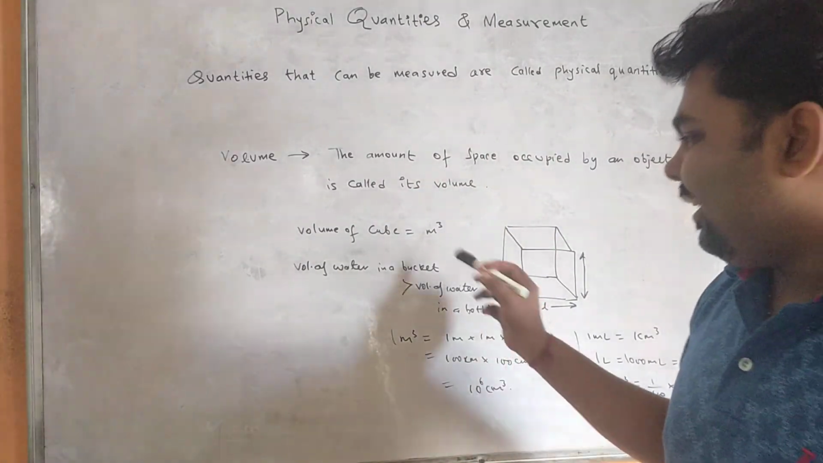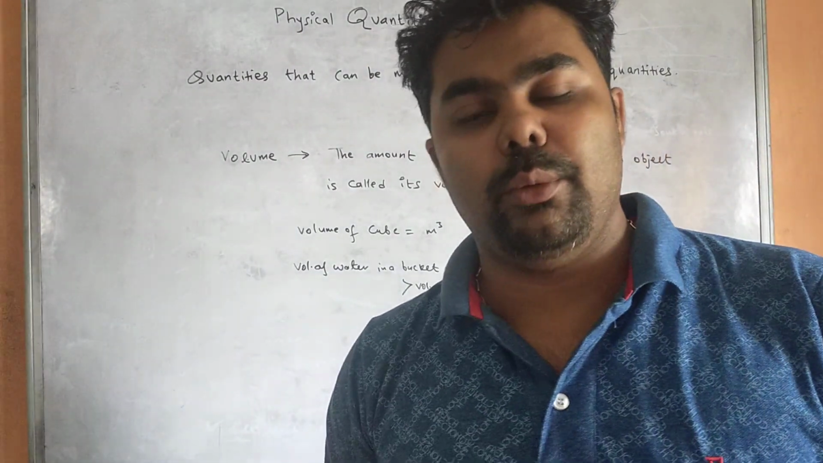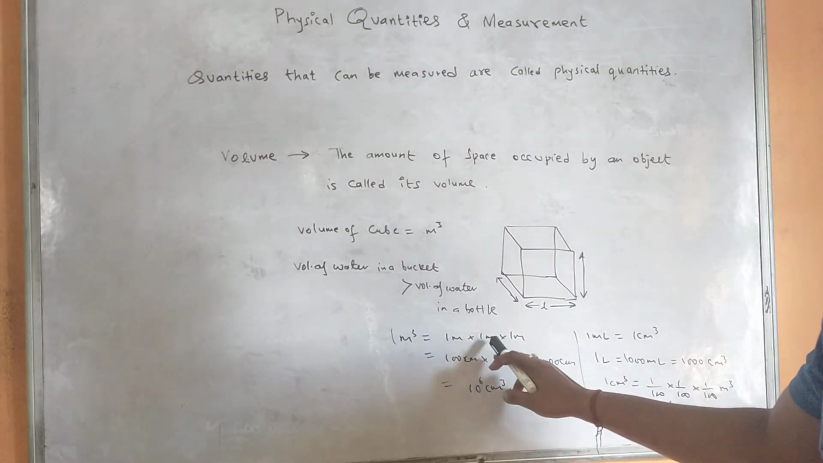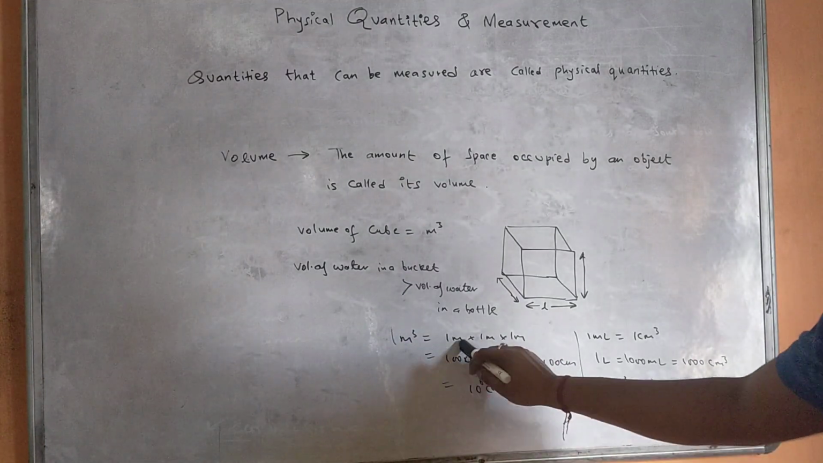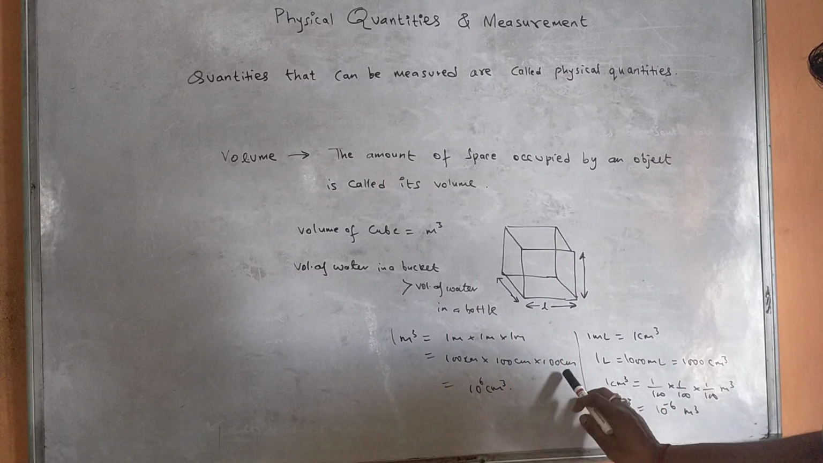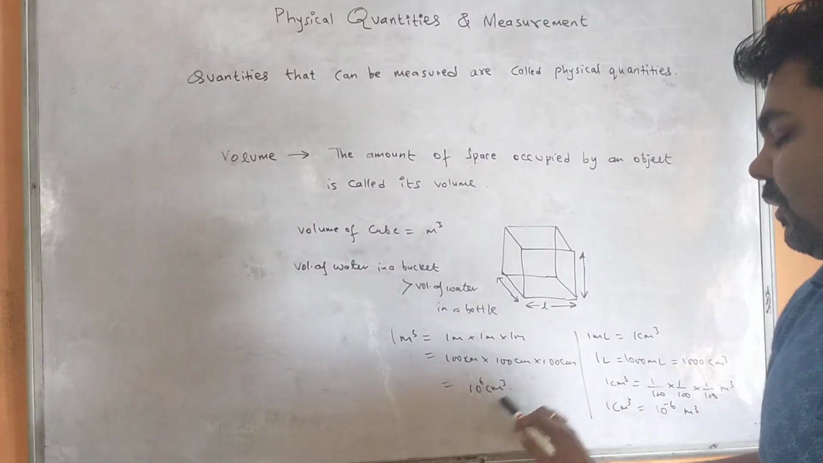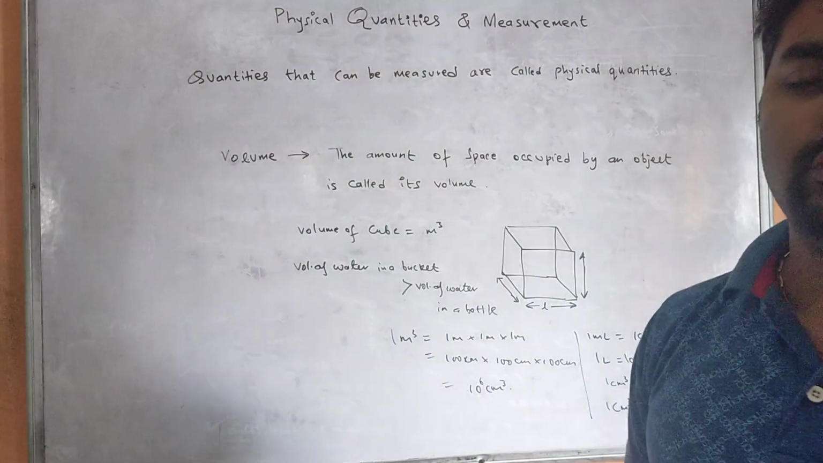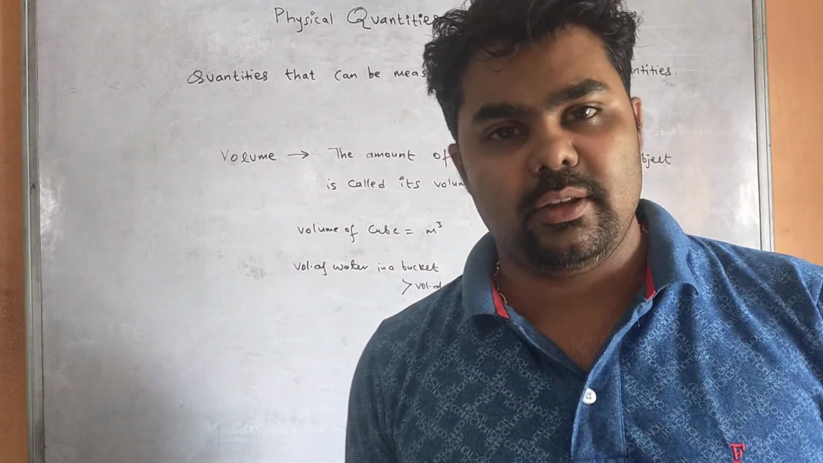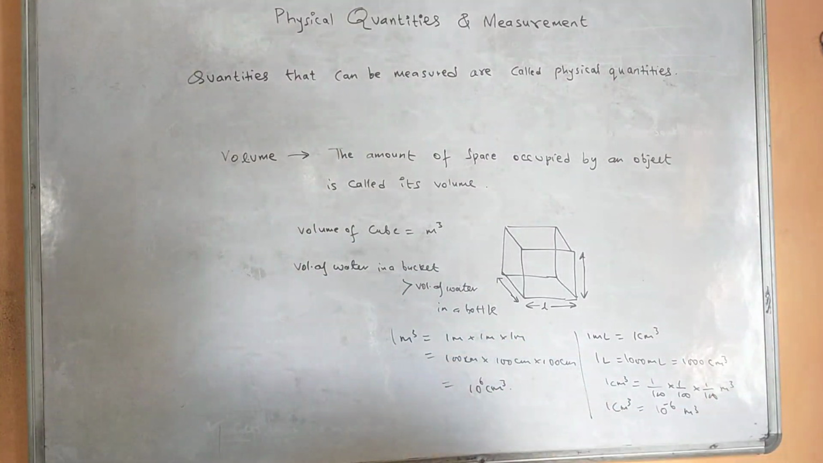In case of liquid we measure in terms of milliliter, and in terms of solid we measure in terms of meter cube or centimeter cube. Like 1 meter cube means 1 meter into 1 meter into 1 meter. 1 meter means 100 centimeter, so in place of meter I write 100 centimeter. If you count the number of zeros, you will get 6 zeros, that is 10 to the power 6 centimeter cube. So 1 meter cube equals 10 to the power 6 centimeter cube. This is the relation between meter cube and centimeter cube.